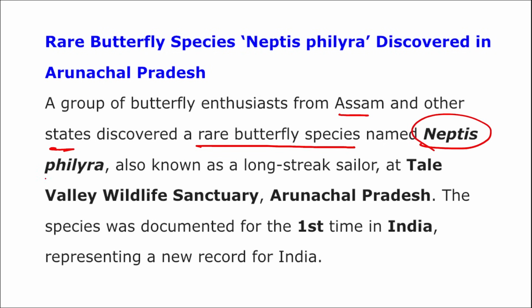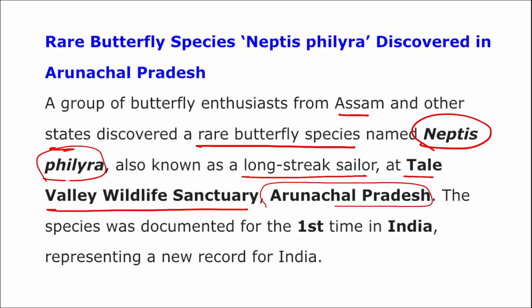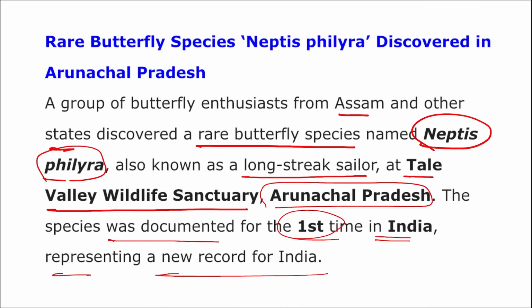species that was named Neptis filiera, also known as long streak sailor, at Tail Valley Wildlife Sanctuary, that is in Arunachal Pradesh. This new species of this rare butterfly was discovered, and the species was documented for the first time in India, representing a new record for India.